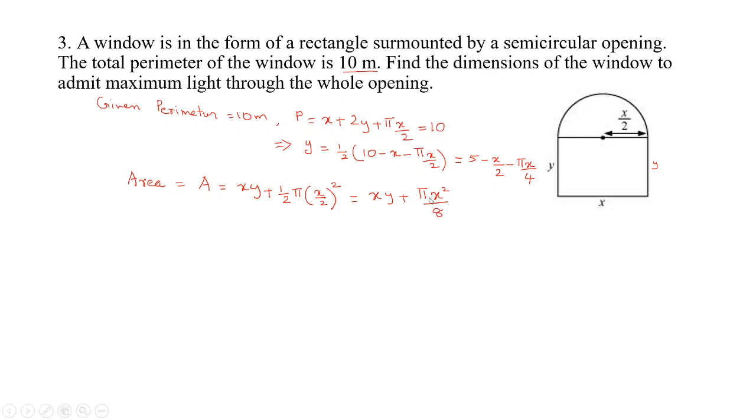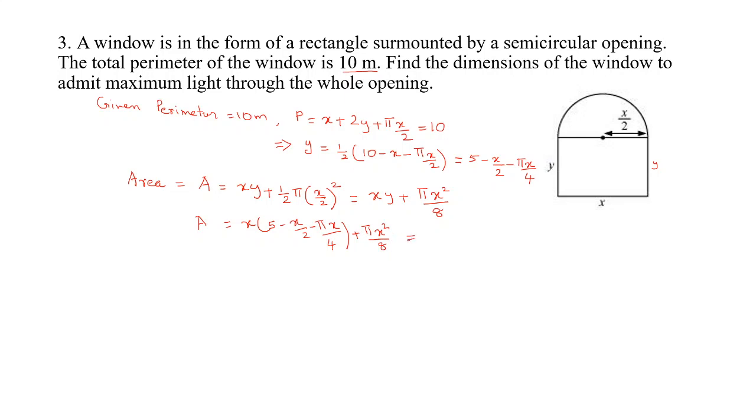Now the question is to maximize the area. So we have to find the dimensions of the window to admit maximum light. That means what will be the maximum area. So you have to maximize this area. Before differentiating, let us write in terms of x. So y we will write as 5 minus x by 2 minus pi x by 4, that is writing y in terms of x, then plus pi x square by 8.